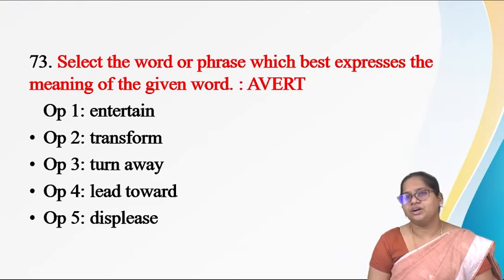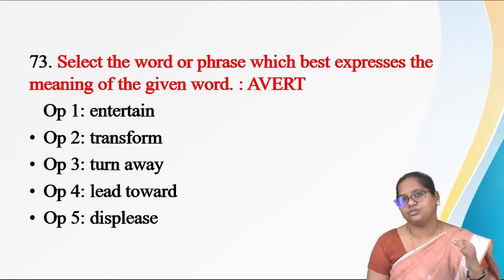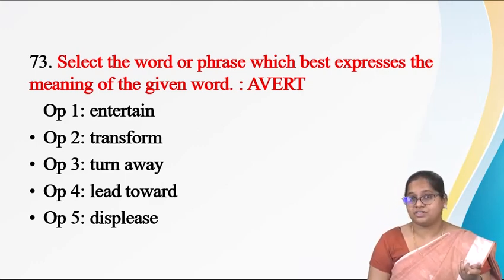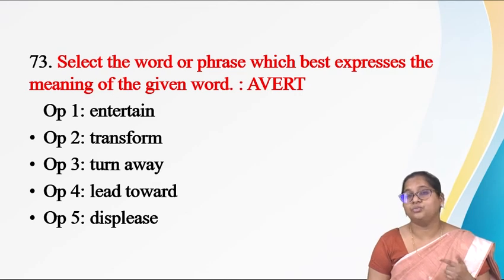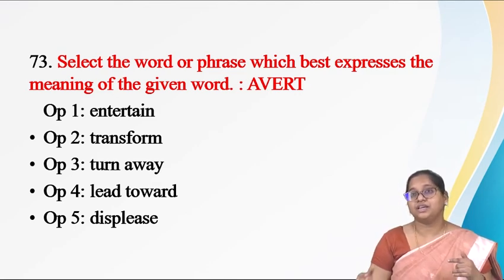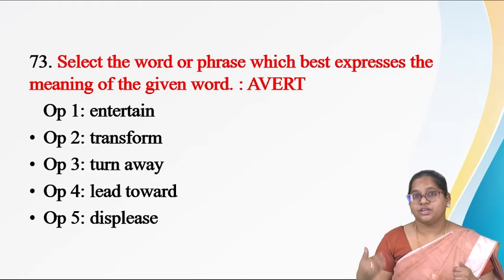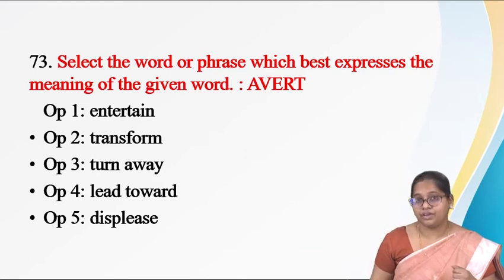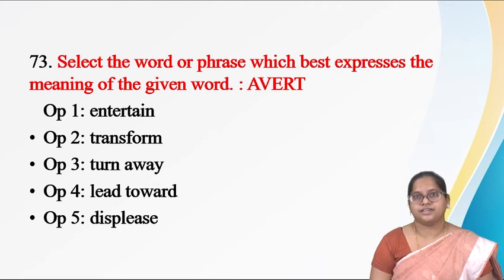So the meaning of avert is like you turn away, right? Displeasing is again similar, but you are not displeased here. It's not about whether you please or displease someone, but it is like you step away from that. So option 3, turn away from that, is the right answer. Option 3 is the right answer. Next question.